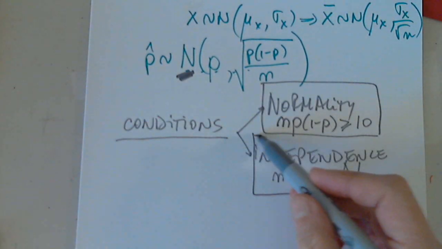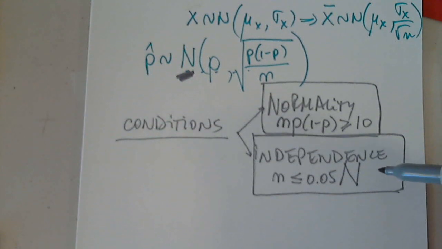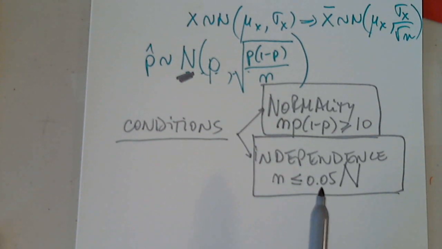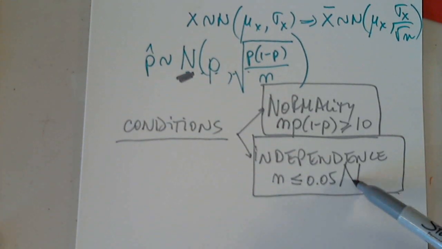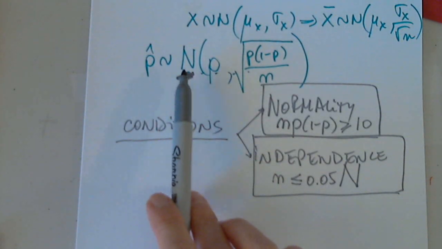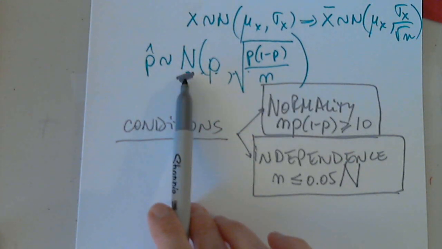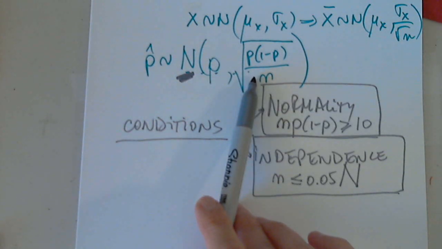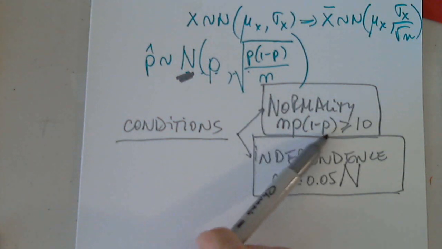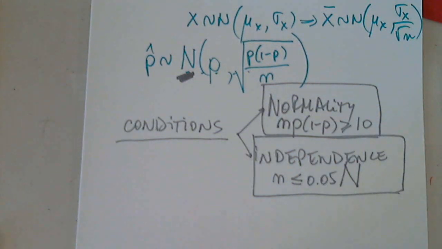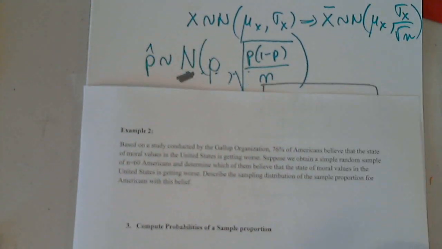And this is the condition for independence. So independence requires that the sample size is less than or equal to 5% of the population size, otherwise we will assume that they are dependent. And in order to make sure that the assumption is correct here, that p hat, the sample proportion, is normally distributed with mean P and the standard deviation this, we have to make sure that n times p times 1 minus p is greater than or equal to 10. Okay. So knowing all this, let's look at the next example at the top of page 2.